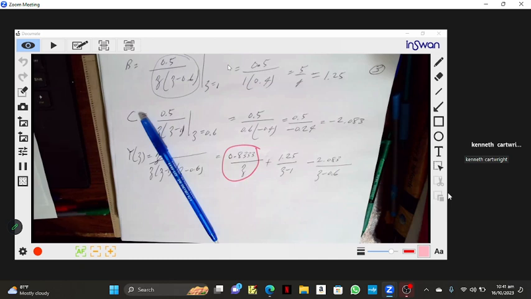Mr. Johnson, I'm not asking for the inverse of z. I'm asking for the inverse z of that, what I have circled in red. The inverse z transform. I'm not asking for the inverse of z.